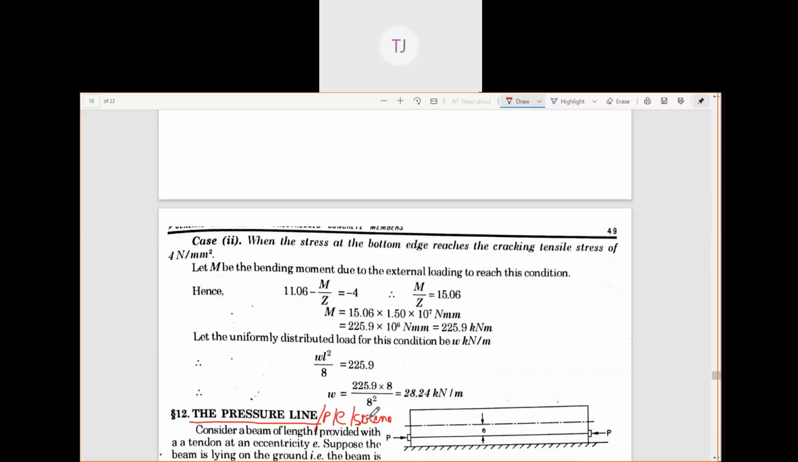Okay, this is also known as the strength tensor method, or the P line method, or the C line method, or the pressure line method. So in this method, we had done the stress tensor method and the load balancing method. Now the third method to calculate all the stresses developed in a pre-stressed concrete member is the pressure line method. Okay.